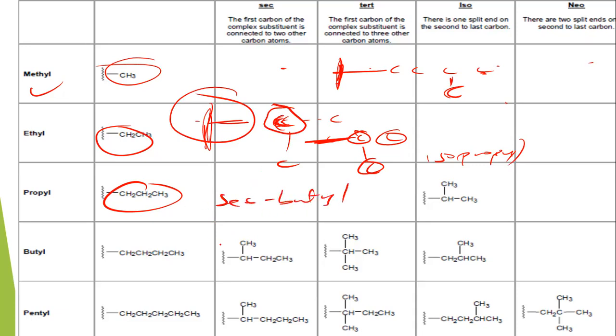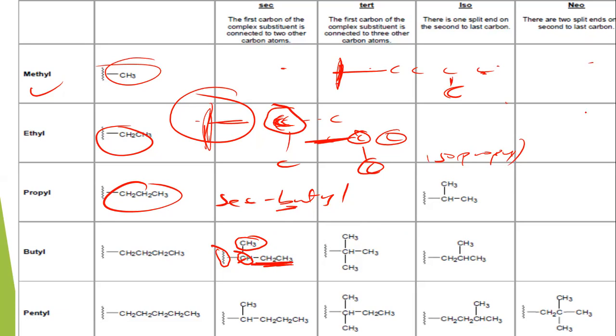Sec-butyl would have the first carbon here, which is attached to the parent complex chain, bonding to other alkyl groups, but then it has one split. This carbon has two splits. Now, because the carbon has two splits, it is secondary, right? And then that is sec-butyl. Good. Now, the total number of carbons here should be 4 to show that it's butyl.